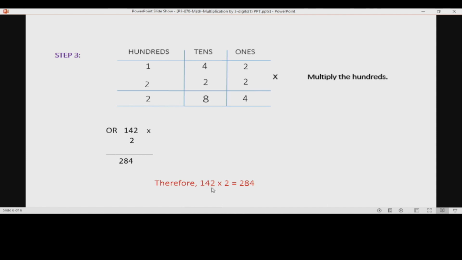So we can say 142 times 2 equals 284. And this is how we do multiplication of 3-digit numbers by 1-digit number. Any questions, guys? No. Okay, excellent. Well done.